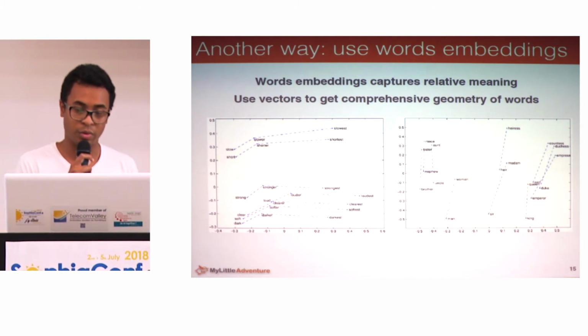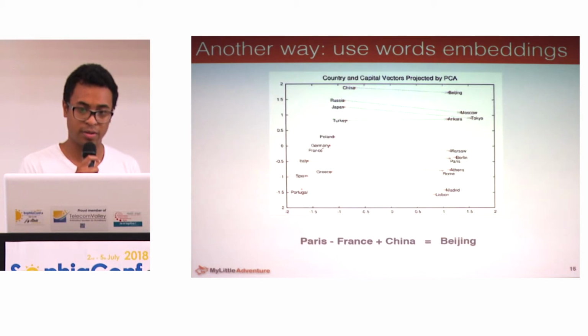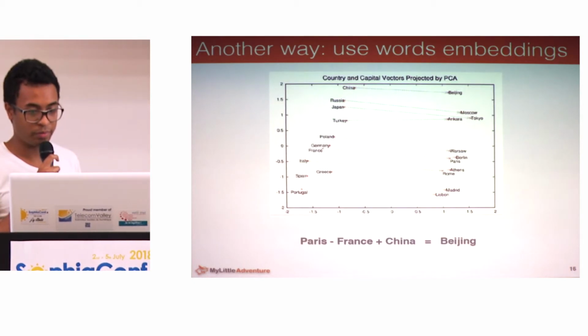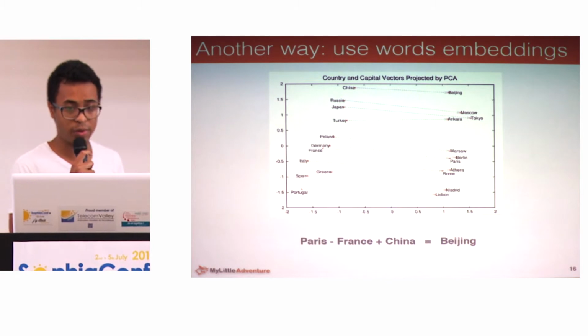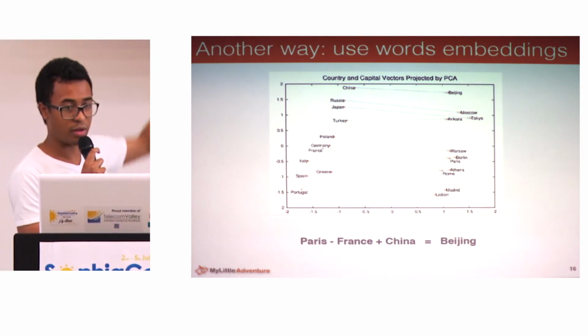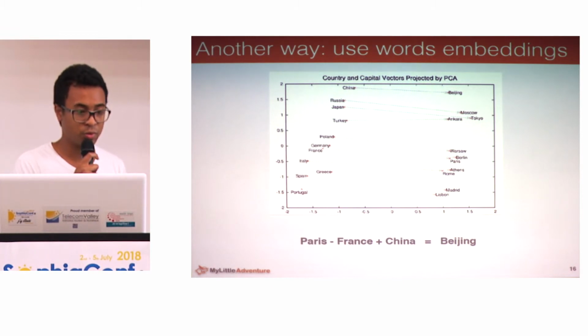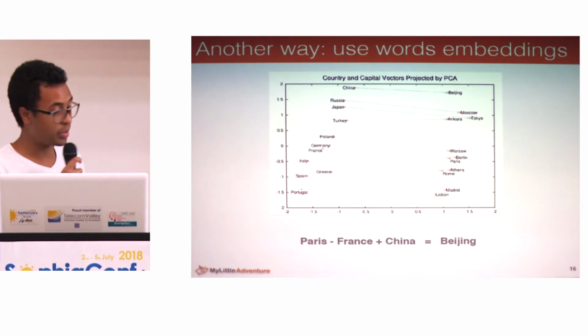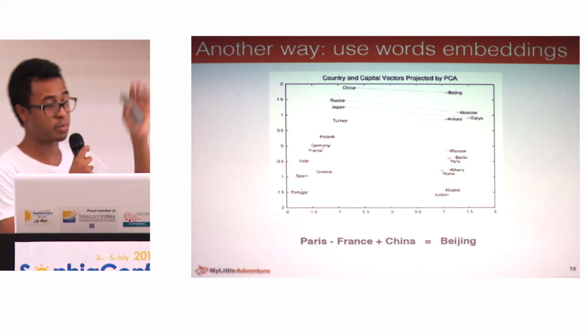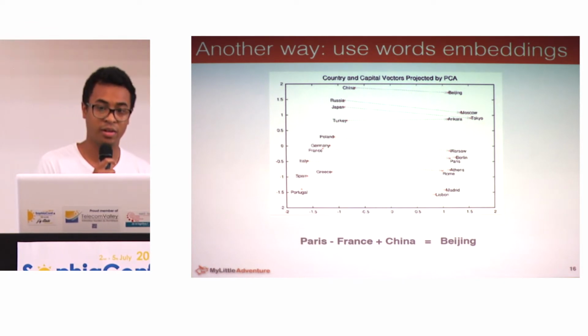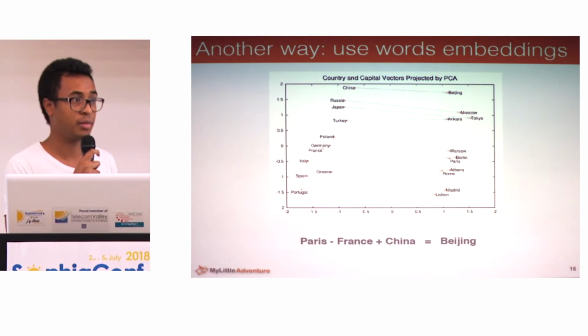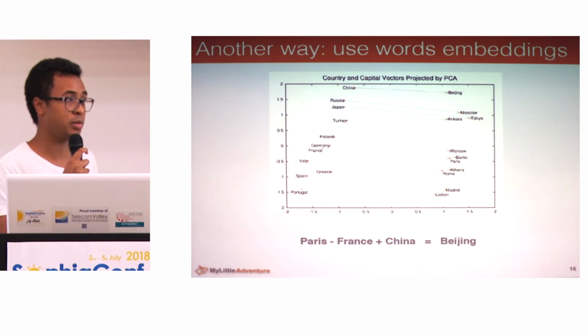What do we do? Why do we use this? Because it can be helpful. For example, here is a word embedding of country and capital, and you can see that you can do kind of equations. For example, if I take Paris, I subtract France, and I add China, what do I have? Beijing. And this is just through vectors.